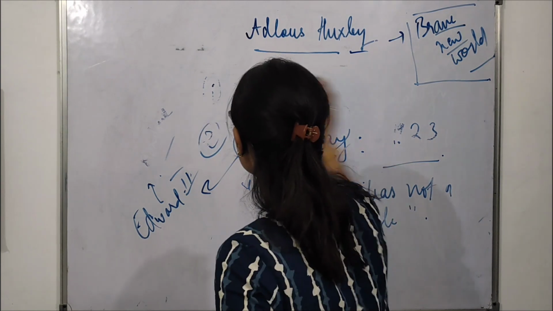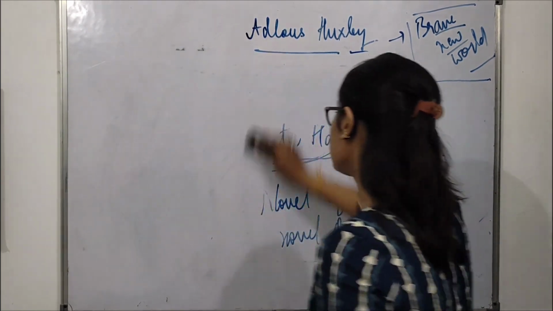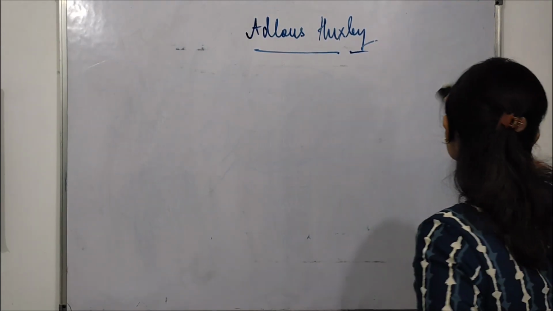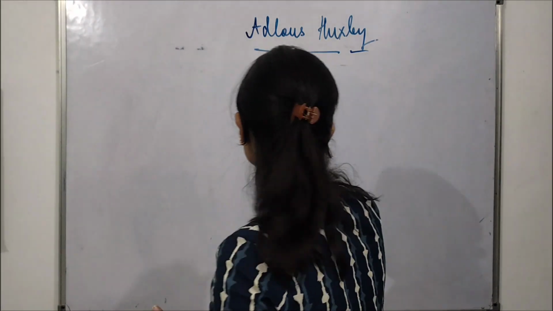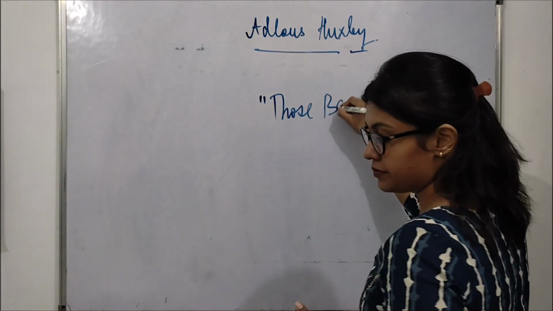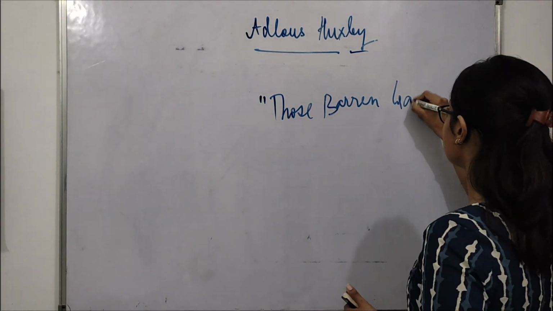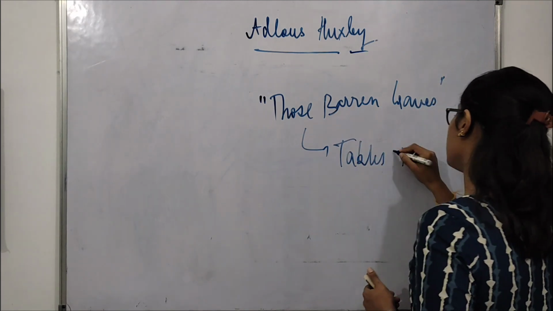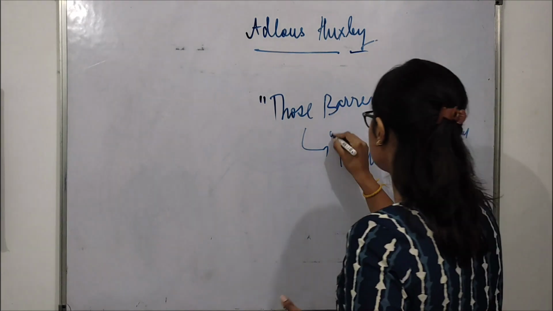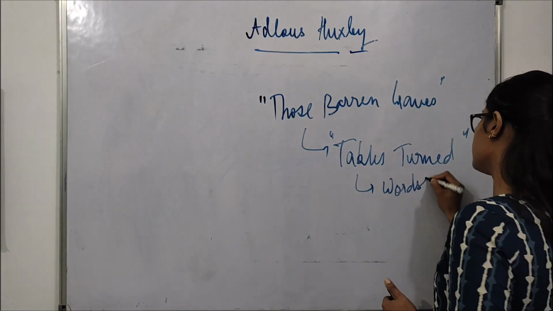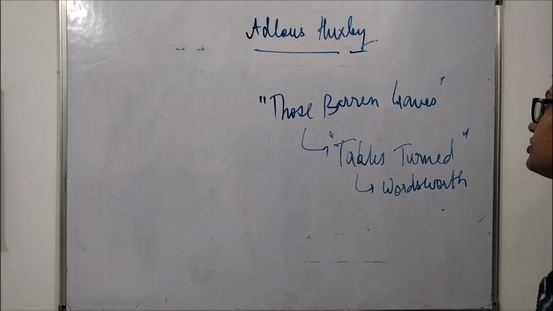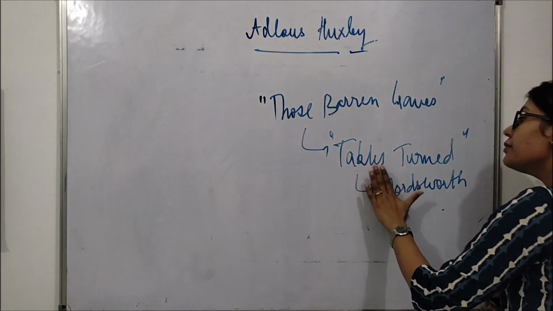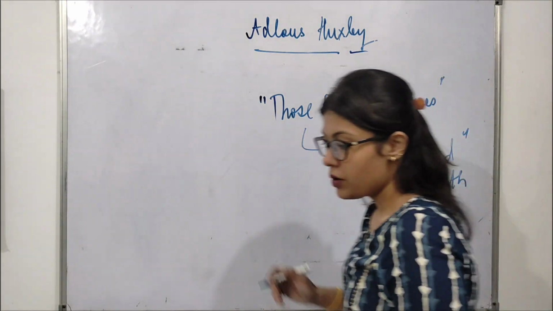The next work that we're going to talk about is Those Barren Leaves. The title is taken from The Tables Turned, a poem written by William Wordsworth. You should remember this. Those Barren Leaves is a book by Aldous Huxley, but the title is taken from The Tables Turned, written by William Wordsworth.